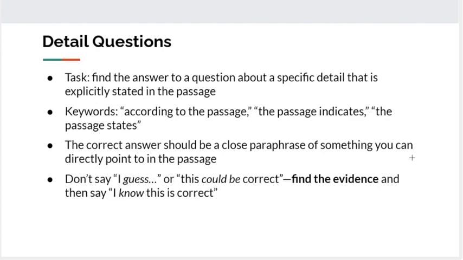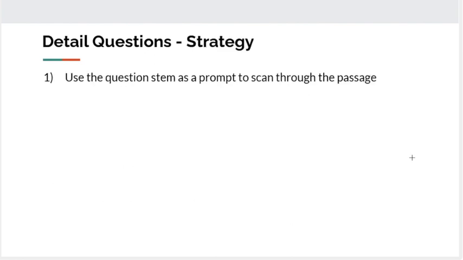And so again, find the evidence. Think of it like an open book test where the evidence should be on the screen in front of you. It's a matter of finding it. So the strategy that we want to use here: use the question stem as a prompt to scan through the passage. So in other words, what the question is asking you, you take that and you say, okay, I'm going to go find that information.